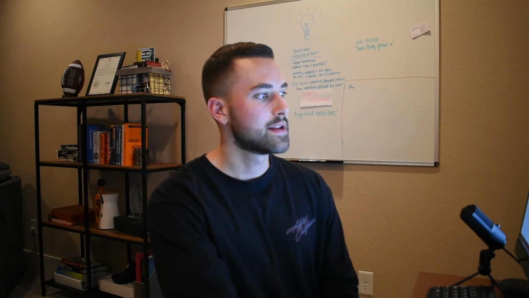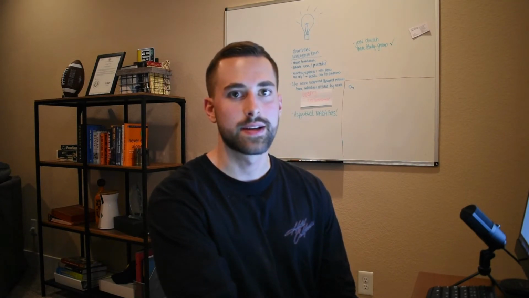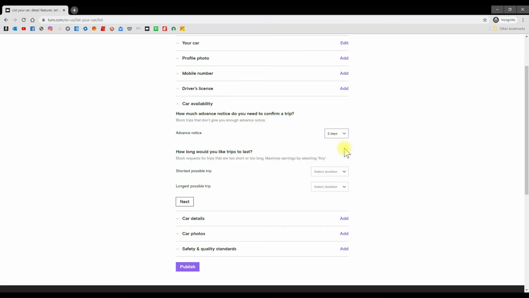So in this drop-down menu, you'll see that there's 12 hours, 1 day, or 2 days. Now what that means is if I'm a customer renting out your vehicle and you select 12 hours, that means I can book your vehicle 12 hours prior to my trip. Now if this is 2 days, that means if I'm trying to book your vehicle for Friday, I need to make sure that I book it by Wednesday. That can really limit yourself against your competitors when renting out in Turo.